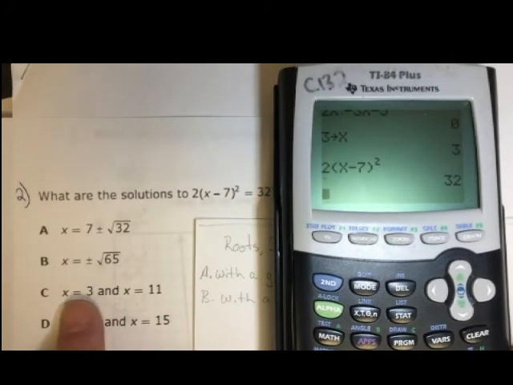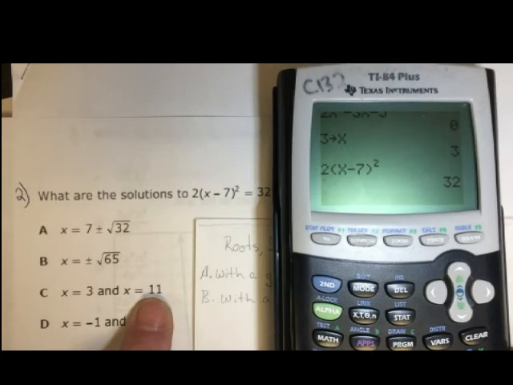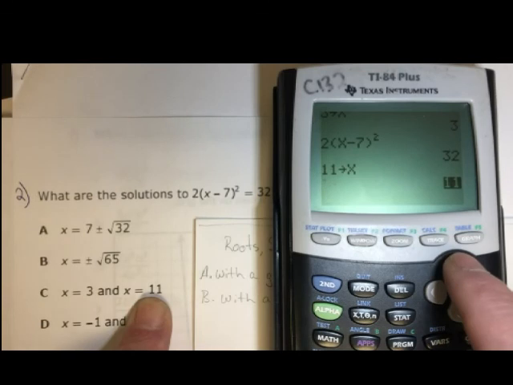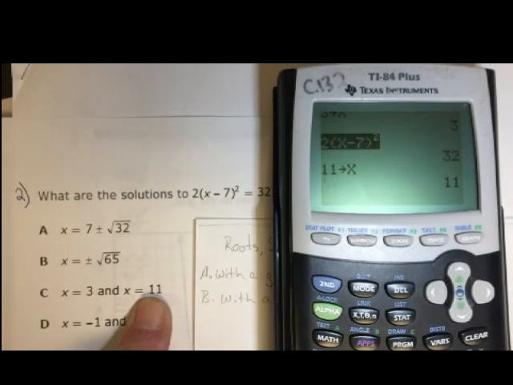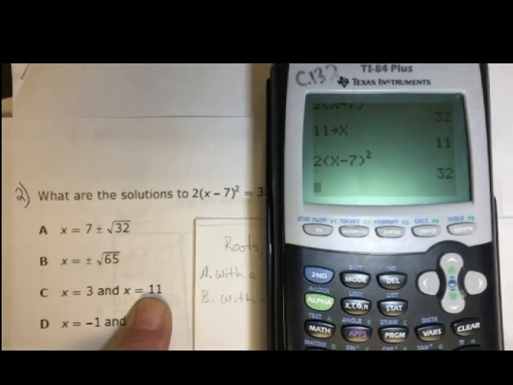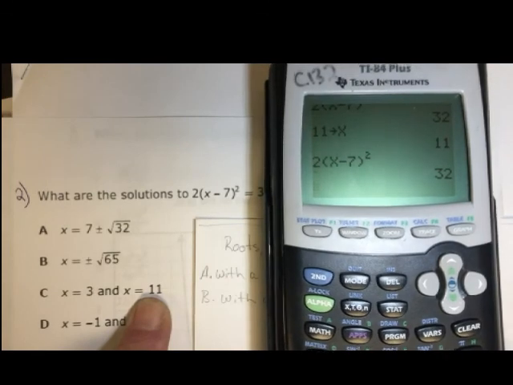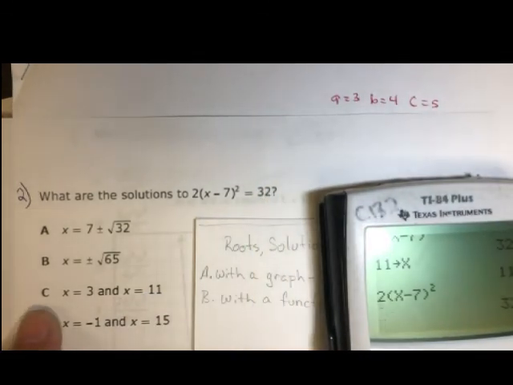However, there are 2 solutions listed here, and we need to test both of them. So now we store 11 in for x. We go back to the original expression, copy it, hit enter. It also equals 32. The correct answer choice is C.